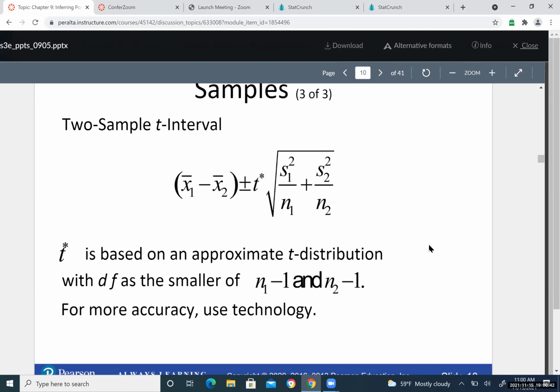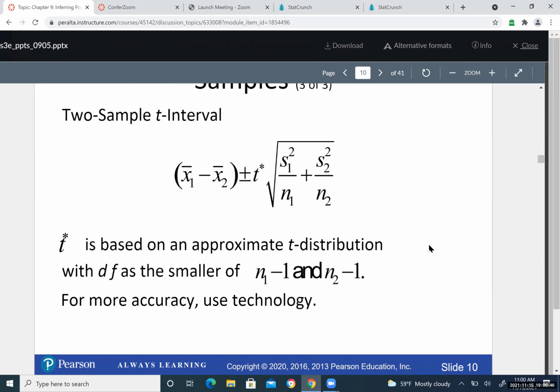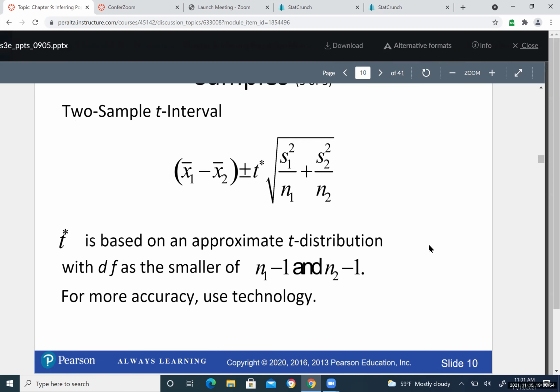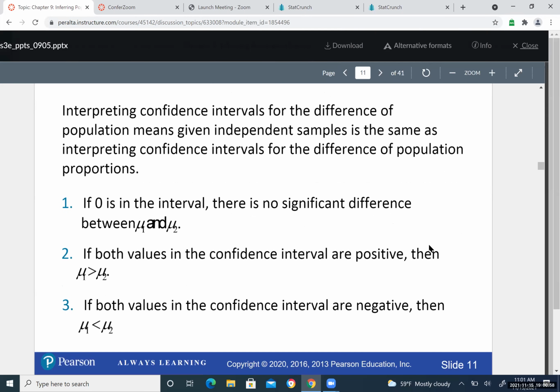So the t star will be based on the approximate t distribution with the degrees of freedom at the smaller of the two. In order to find t star, StatCrunch will actually do it for us. You don't have to worry about that. That's just the outline for you, but you don't need to read this.